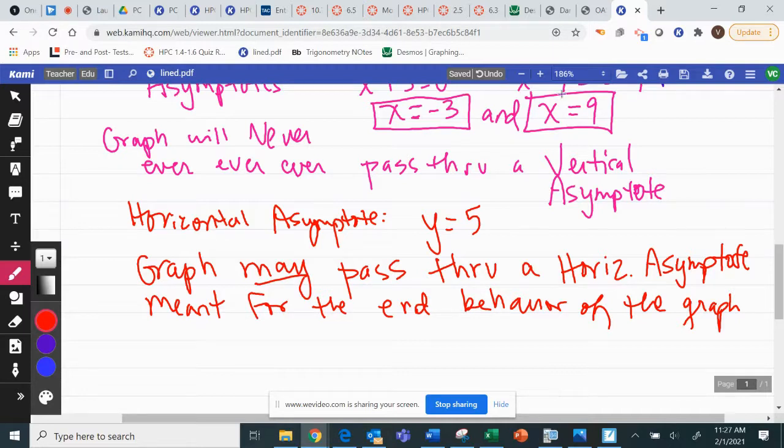And this is one part that people just have trouble understanding, so I want to get that out right now. And I will show you how to find the horizontal asymptotes. They're easy to find.